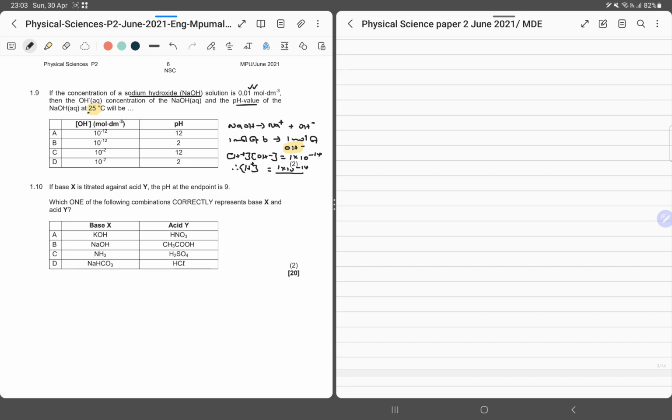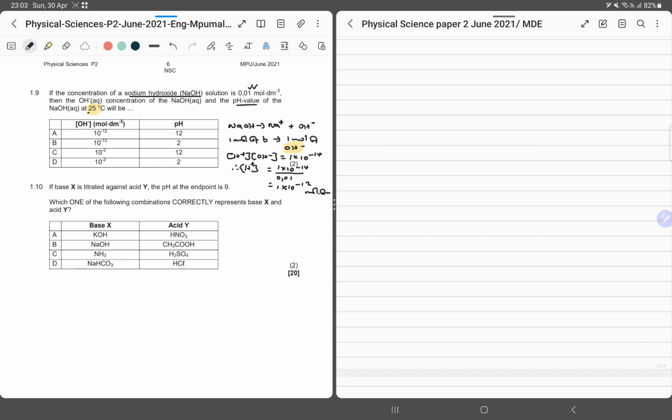Now, what would be the concentration of the hydroxide ions? Remember, it's a 1-to-1 molar ratio, so it's going to be the same because the volume did not change. So this is going to be essentially 0.01. So let's find out what that is. This is 1 times 10 to the minus 14 divided by 0.01. So I'm getting 1 times 10 to the minus 12 mole per decimeter cubed, of course.